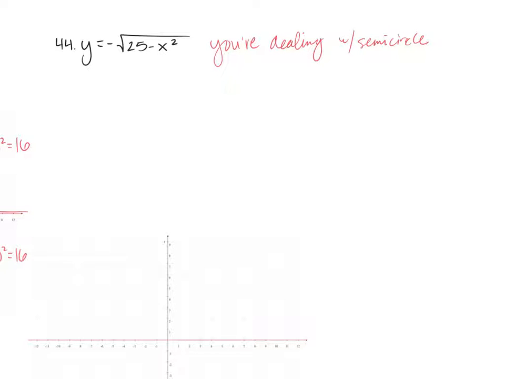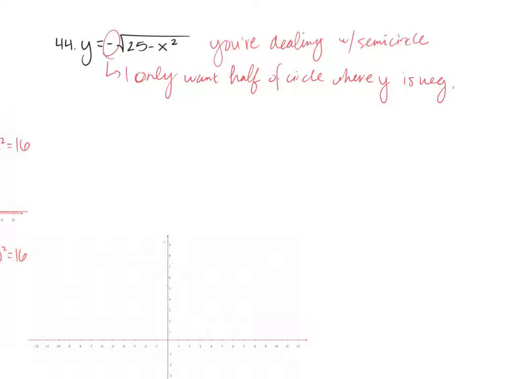The second thing you need to realize is that this negative right here tells me I only want half a circle where y is negative. Okay, I don't want any other piece of the circle. I only want where y is negative. So that tells me I'm going to look at the bottom half. That's what I'm going to end up graphing.